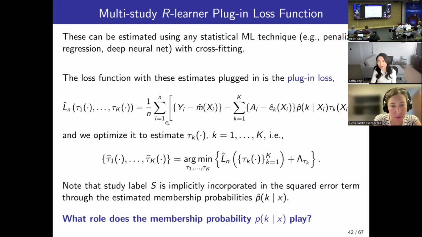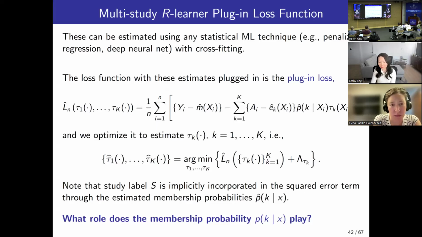One thing I want to point out is that if we look at this loss function, S is not explicitly represented. So again, S is the study label. However, it is implicitly incorporated in the square error term through the estimated membership probabilities, P hat K given X.